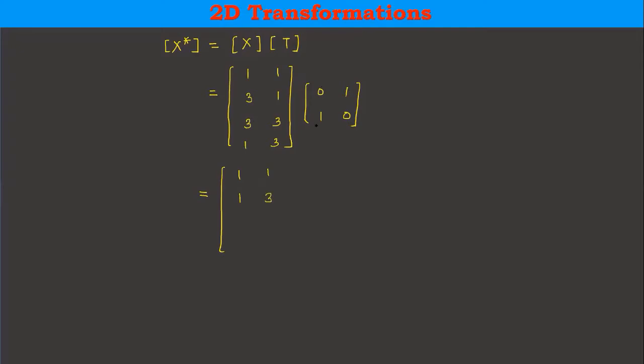Then third row, first column. 3 zeros are 0, 3 ones are 3. So 0 plus 3, that is equal to 3. And then third row, second column. 3 ones are 3, 3 zeros are 0. So 3 plus 0, that is 3 again.